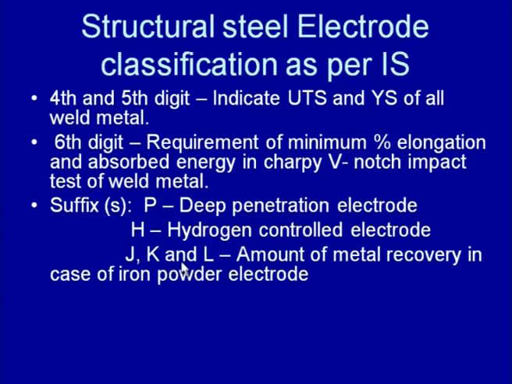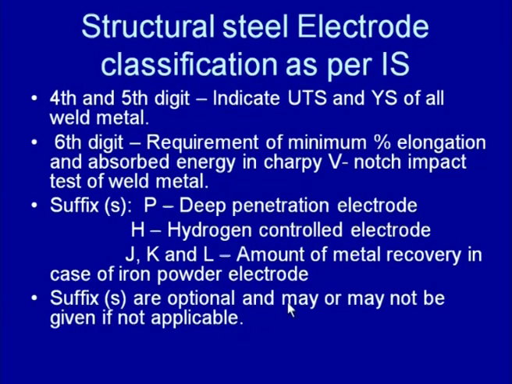And J, K and L indicate the amount of metal which can be recovered from the electrode having a large amount of iron powder. So, depending upon the amount of weld metal recovery from the electrode which has the iron powder, different letters are given for the different percentages of recovery, like J, K and L. The suffixes are optional and may or may not be given; it is not mandatory to use them.